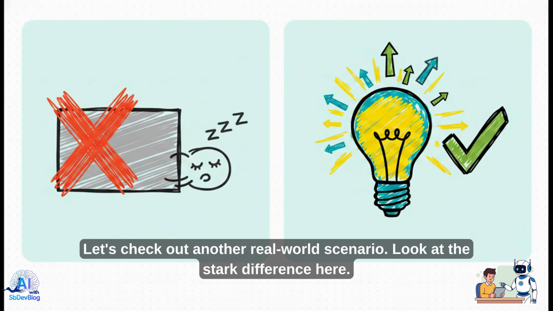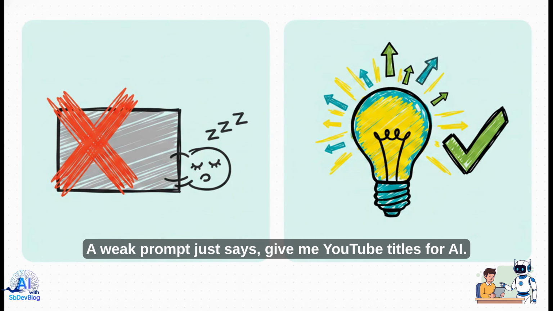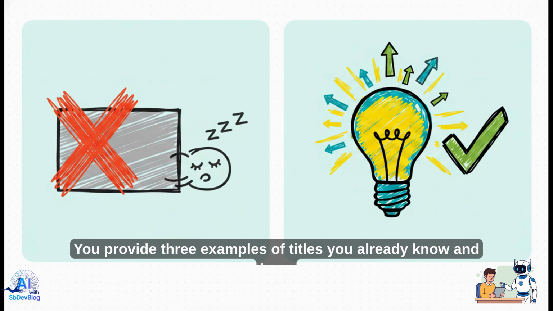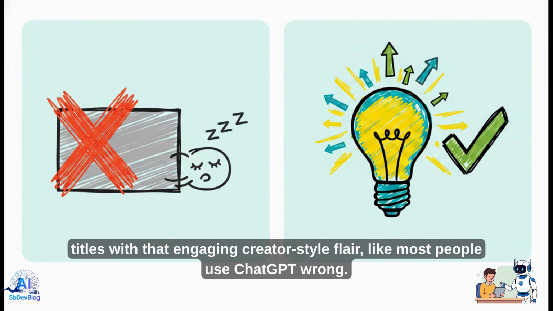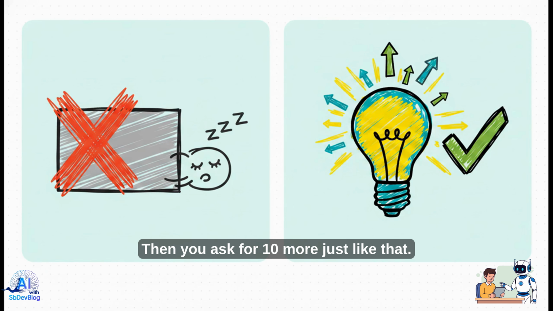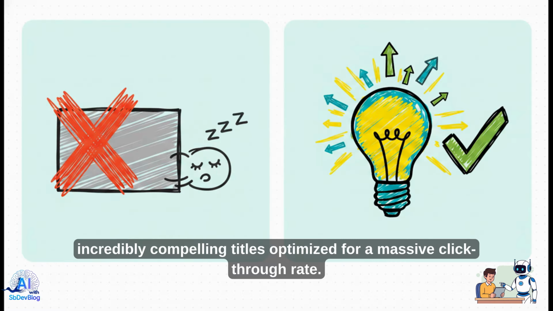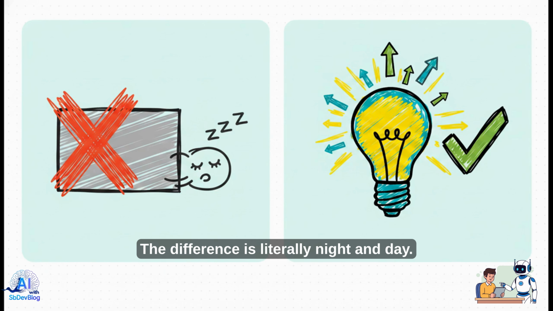Let's check out another real-world scenario. Look at the stark difference here. A weak prompt just says, give me YouTube titles for AI. The result? Super boring, totally generic titles. But check out the few-shot prompt. You provide 3 examples of titles you already know and love, titles with that engaging creator-style flair, like most people use ChatGPT wrong. Then you ask for 10 more just like that. Suddenly, boom, your output transforms into these emotionally engaging, incredibly compelling titles optimized for a massive click-through rate. The difference is literally night and day, all just because you trained it first.